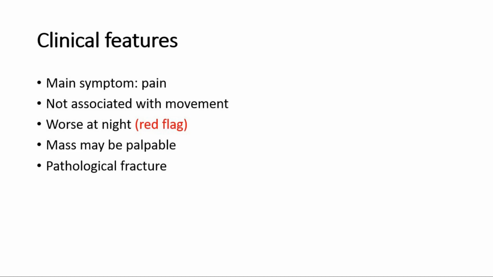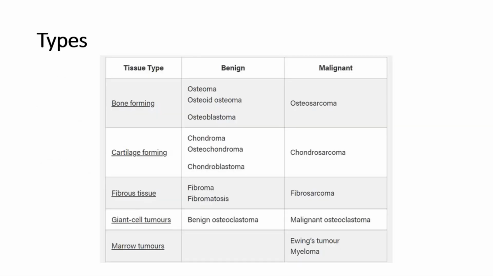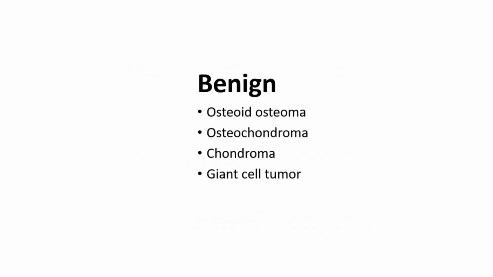be suspected. Primary tumors can be classified through tissue type, which are bone-forming, cartilage-forming, fibrous tissue, giant cell tumors, and marrow tumors. This table shows the benign and malignant types for each category. I will cover a few benign and malignant conditions. For benign we have osteoid osteoma, osteochondroma, chondroma, and giant cell tumor.